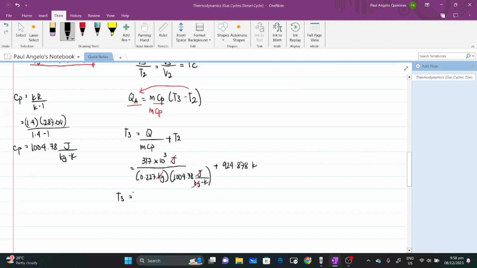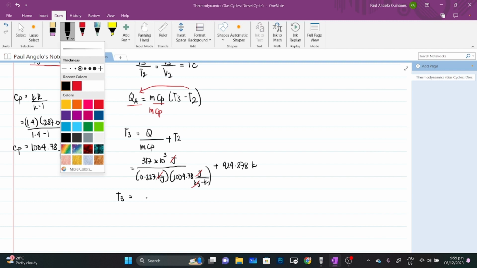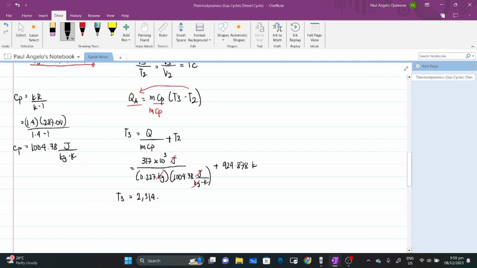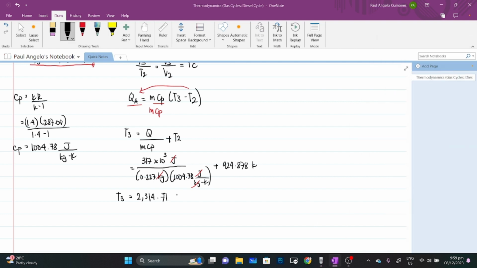So T sub 3 is equal to 317 kilo divided by 0.227 times 1004.78, plus 924.878. So we will have 2,314.71 Kelvin. Okay, so we have the temperature.